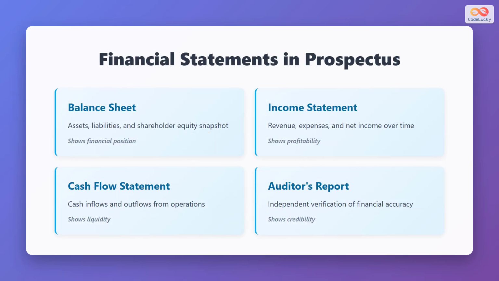Financial statements provide a window into the company's financial health. The balance sheet shows a snapshot of assets, liabilities, and shareholder equity, revealing the company's financial position at a specific point in time. The income statement tracks revenue, expenses, and net income over a period, showing whether the company is profitable. The cash flow statement details cash inflows and outflows from operations, indicating the company's liquidity and ability to generate cash. Finally, the auditor's report provides independent verification of financial accuracy, adding credibility to the numbers. Together, these statements give you a comprehensive view of the company's financial condition.